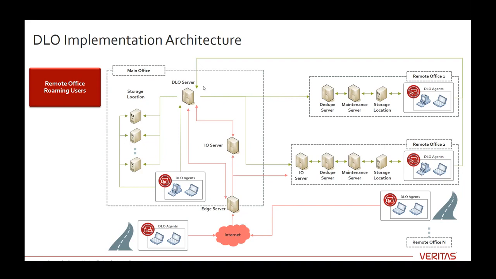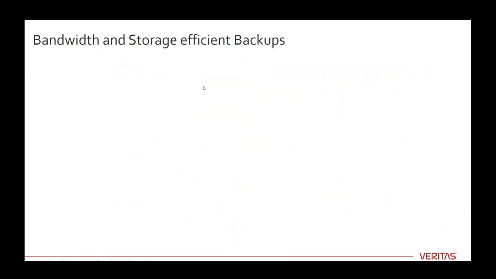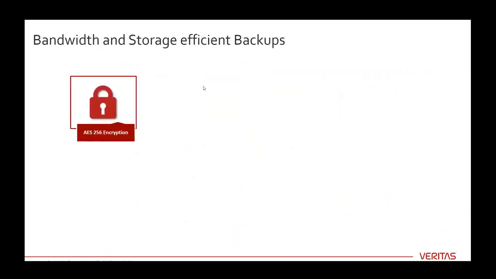Here also you can configure the internet, the edge server and the IO server. You can take backup locally as well as to your corporate network, the main office also. So, bandwidth and storage efficient backups. For this backup, we are providing AES 256 encryption from desktops or laptops to the corporate storage. All the communication is happening through AES 256 encryption. Okay, the data is encrypted. No one can view your data in between. Everything is encrypted, so the keys and everything are maintained on the DLO server itself.